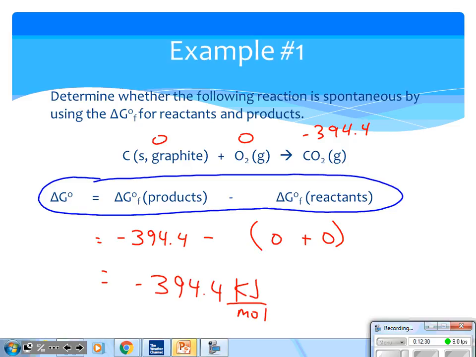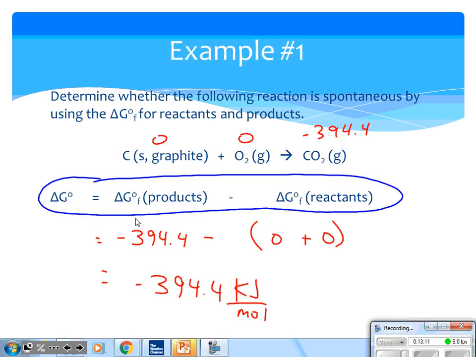So if I were to ask you, is this a spontaneous reaction or not? What would you tell me? Why would you tell me yes, Ethan? Because it's a negative value. If I were to ask you, is this endergonic or exergonic, you would tell me exergonic. Why is it exergonic? Because it's a negative value. So this is nothing new than just using the same old products minus reactants, but it's a different value on your data table.